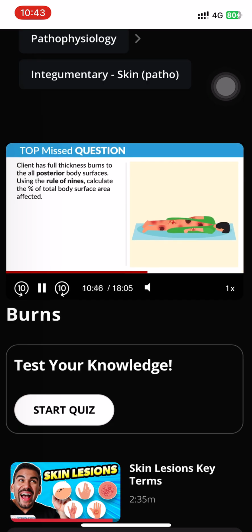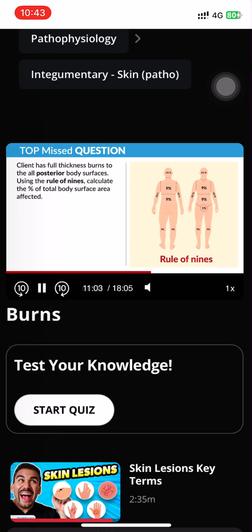Okay, now a commonly missed question here. A client has a full thickness burn to all the posterior body surfaces. Using the rule of nines, calculate the percentage of total body surface area that is affected. Guys, a lot of students get these wrong, so you must know your rule of nines numbers.